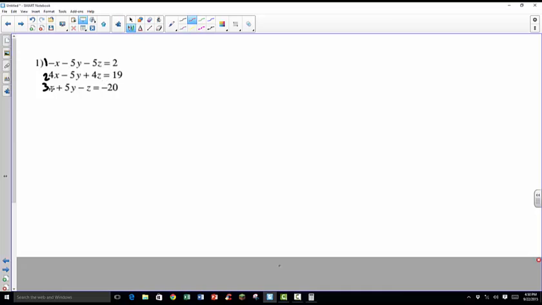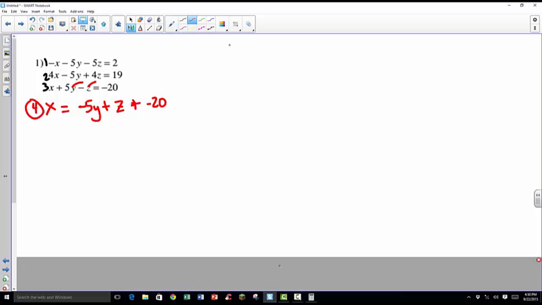So I'm going to take equation number 3 and get it in terms of x. If I want to get just x equals, I'm going to move everything else, so move the y and the z over. So x is equal to negative 5y, and then a positive z, and plus negative 20. So that'd be our new equation in terms of x. Let's call that equation 4.